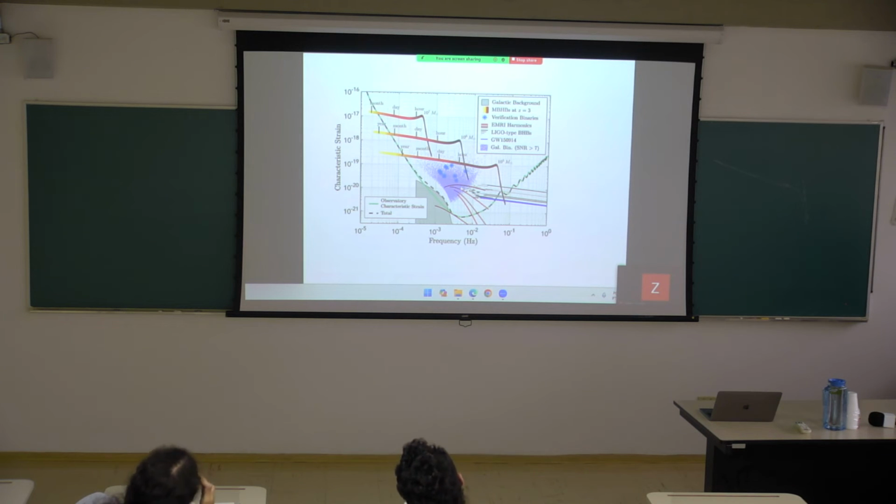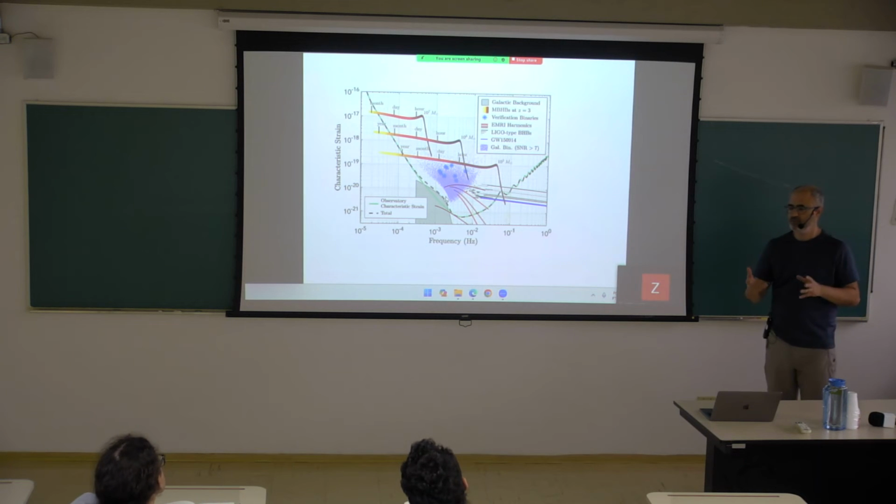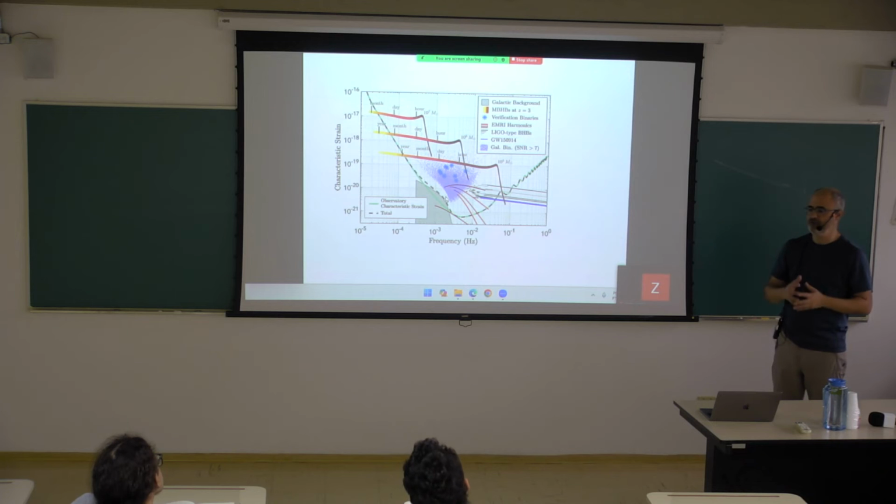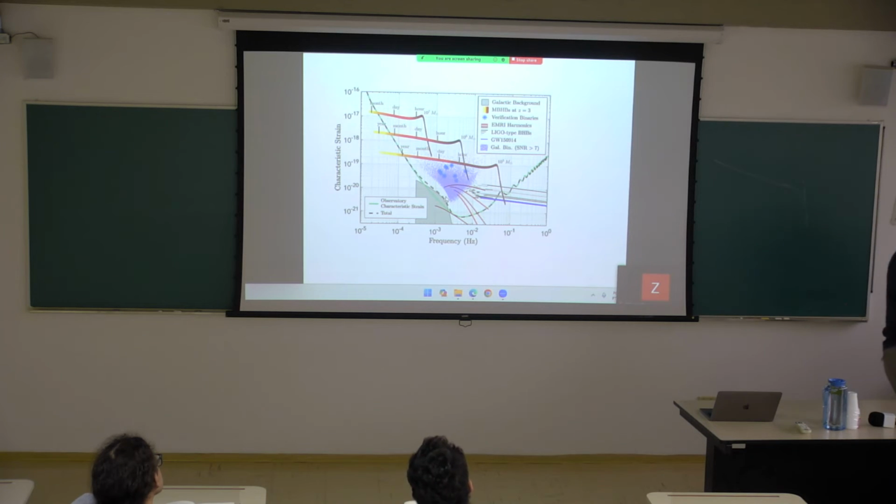Then there are the galactic binaries, the objects which I was talking about. Galactic binaries in the early phase of a spiral, which is all this purple zone.